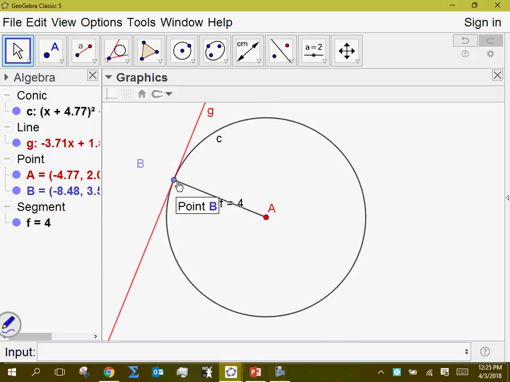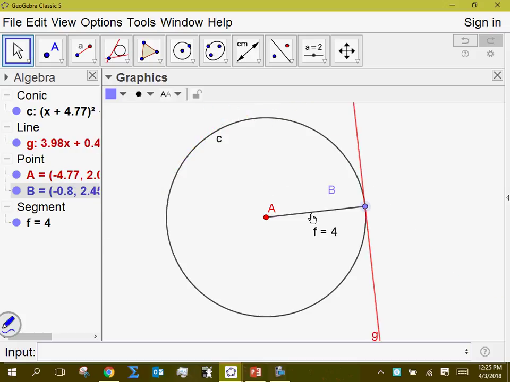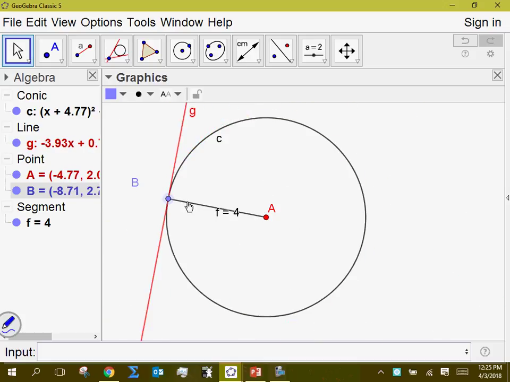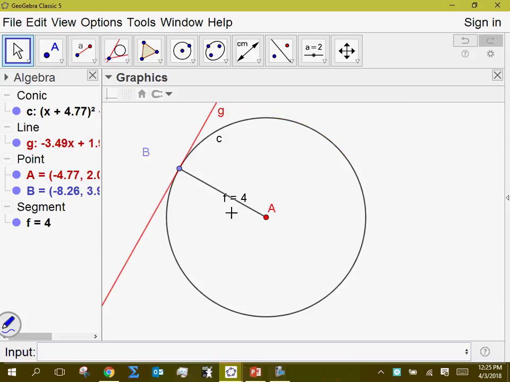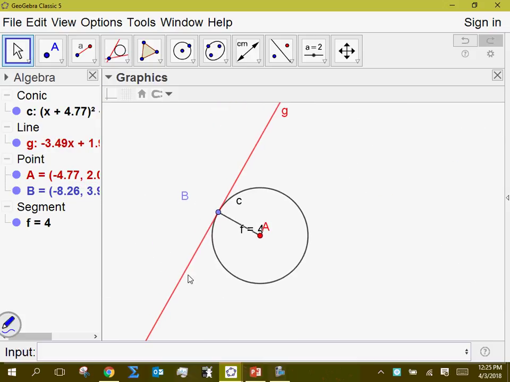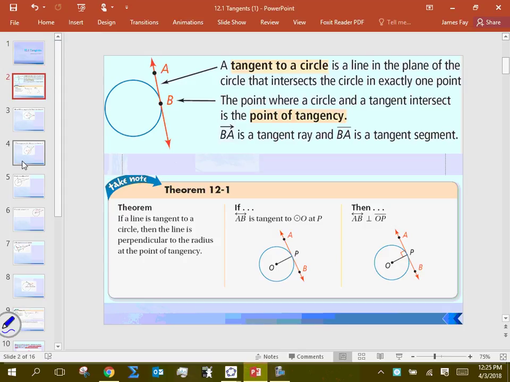So this red line, and I can move it around as I move B, that red line is intersecting my circle one and only one time. And that red line is referred to as a tangent line. Okay? So I'll write that definition up here for us. It says a tangent to a circle.